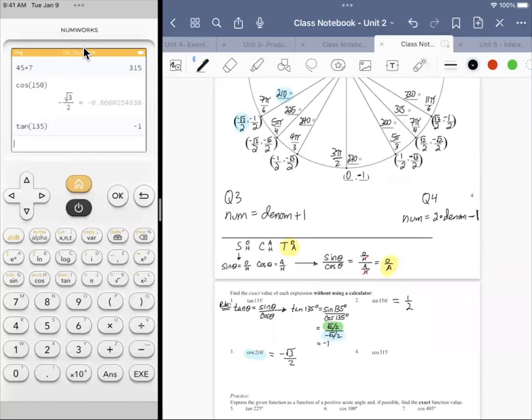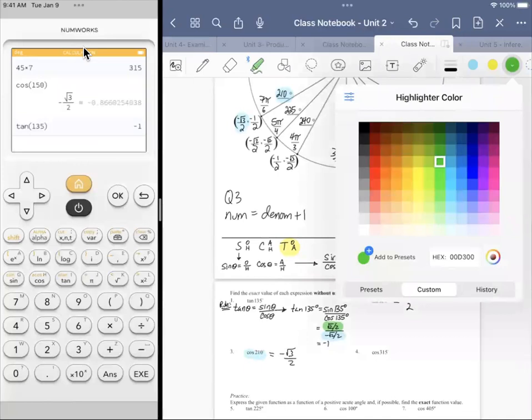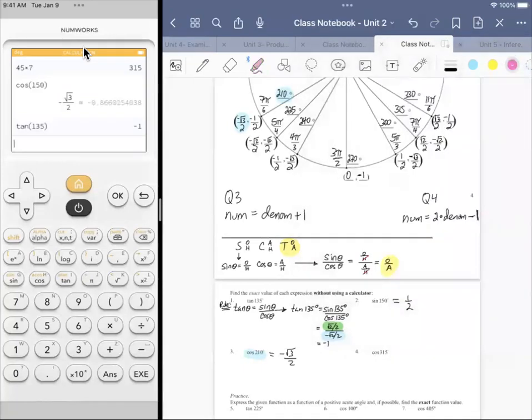All right, 315 degrees. Highlighter, different color. 315 degrees is right here. Cosine is the X value, radical 2 over 2. Right? If you ever get to the point where you're saying to yourself, I don't need a unit circle, I know the numbers, then you've done everything I've asked you to do.